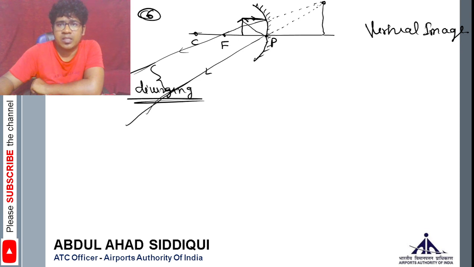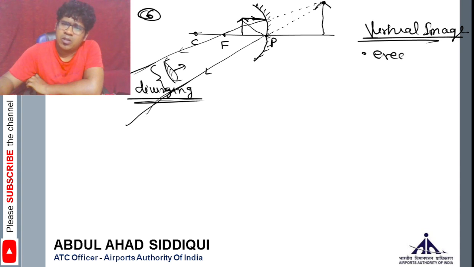It appears like this. It is not really intersecting, but it appears so. Let's say someone has an eye here and is watching here, so it will be assumed that the light rays are coming from here. It means it is believed that the two reflected rays are coming from here. So what does it mean? The virtual image, and it will be an erect image, right?